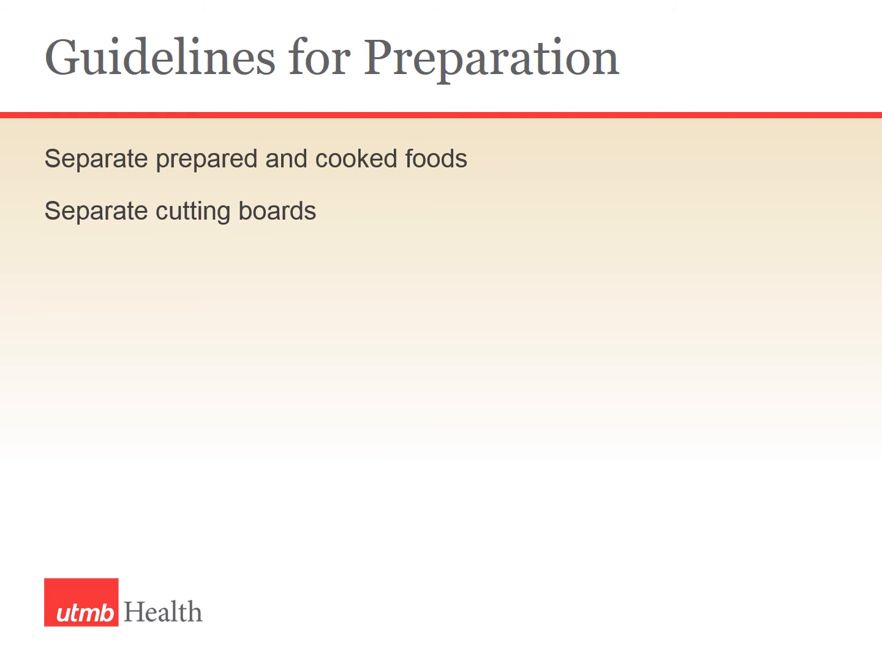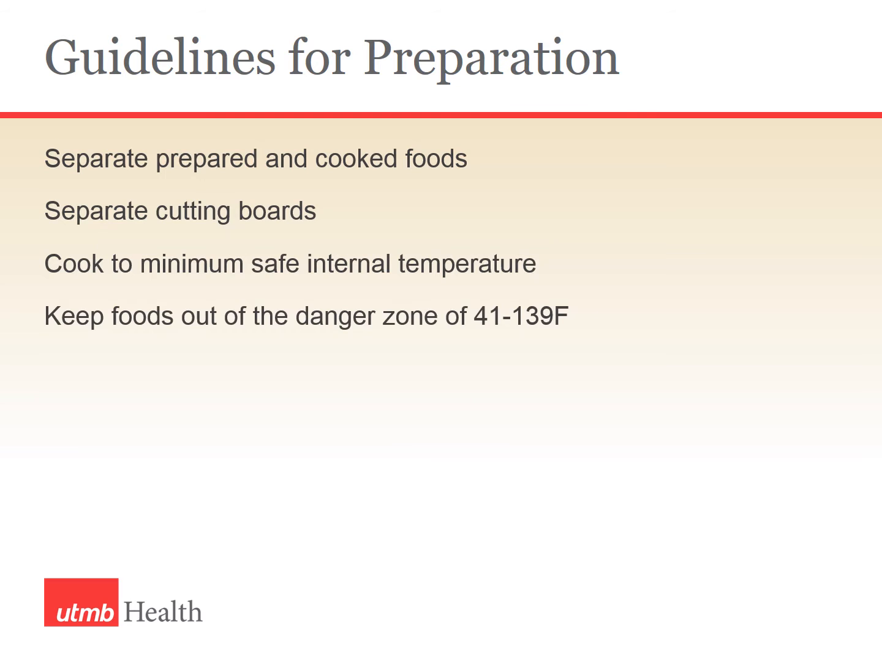And then I have tan cutting boards for fruits and vegetables. We want to cook to safe internal temperature. So we'll look at the safe temperatures in a minute that are released in the 2015 dietary guidelines. Keep foods out of the danger zone of 41 degrees to 139 degrees Fahrenheit.